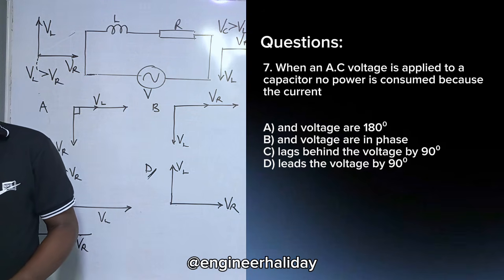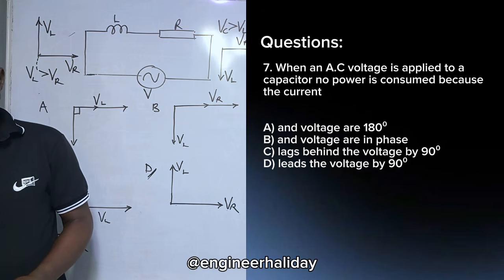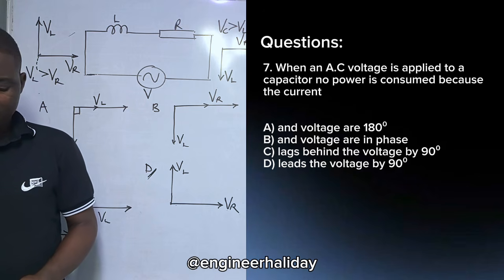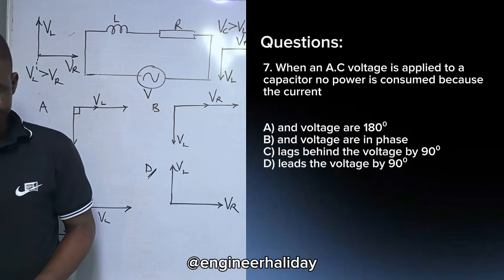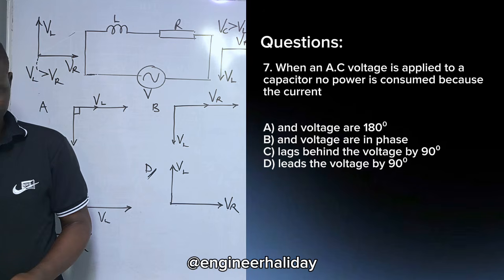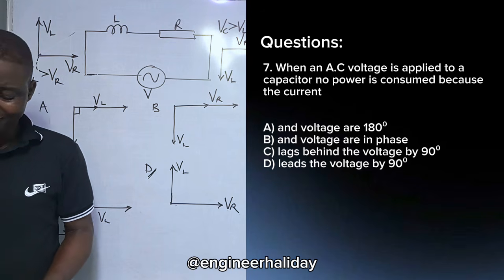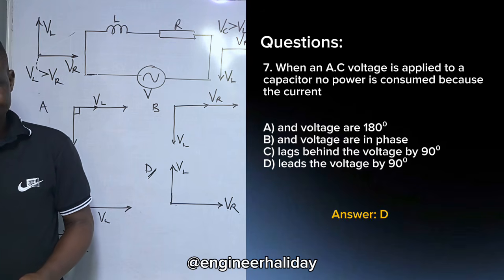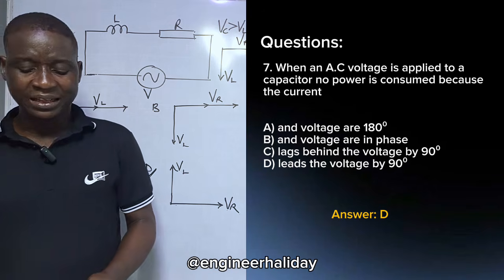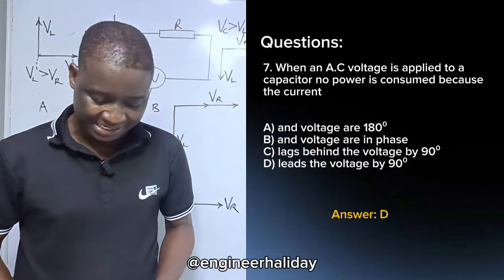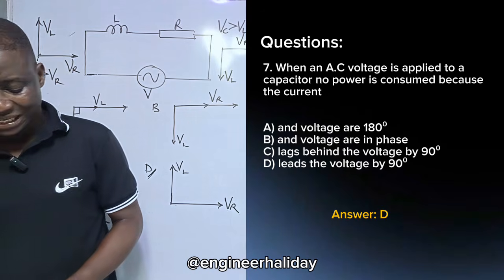You say because the current and voltage are 180 out of phase? B, the current and voltage are in phase. No. C, the current lags behind the voltage by 90 degrees. D, current leads voltage by 90 degrees. Yes, that is the answer. So D is the answer.